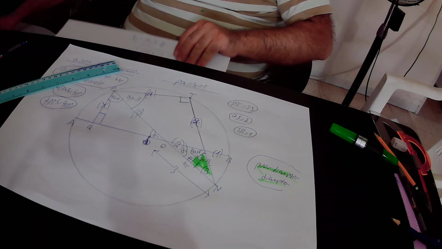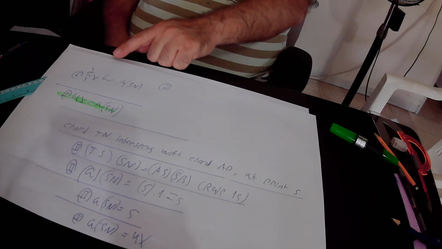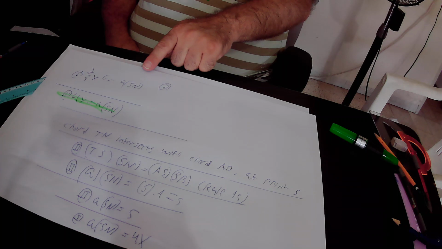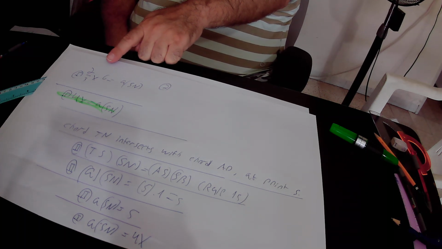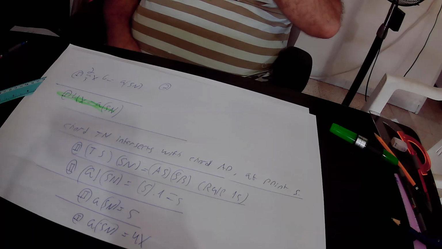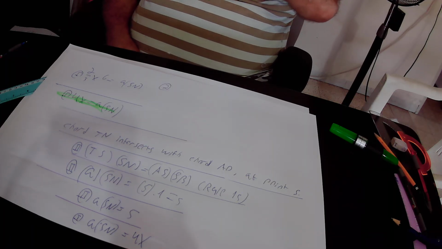And finally found out that 2/3 x times 6 equals A times SN. 6 over 3 is 2, and 2 times 2x, that is 4x. So 4x equals A times SN. This is according to equation 1.